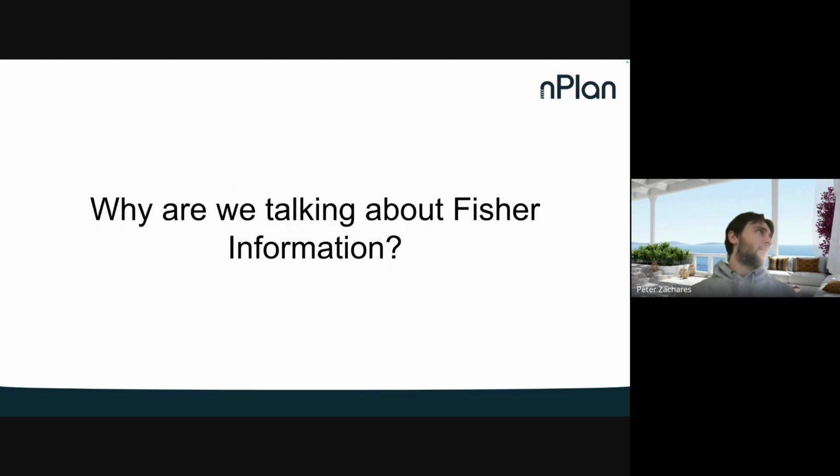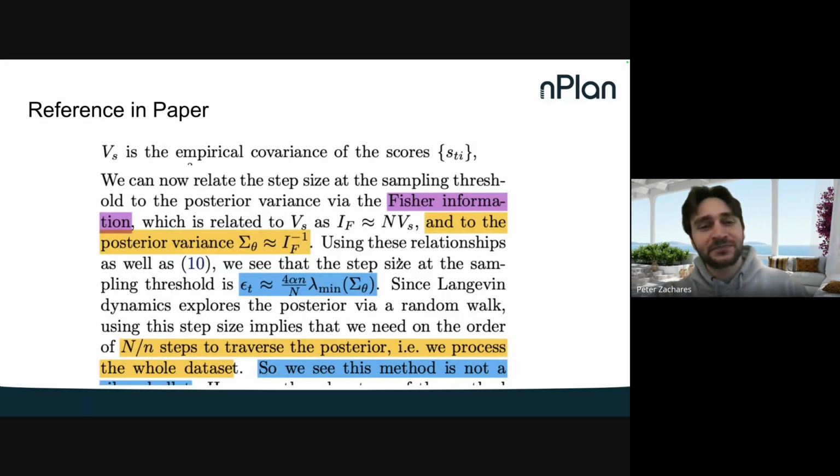So why are we talking about Fisher information? Like I said before, it's in this paper that we looked at. Where is it mentioned in this paper? I just took that out here.